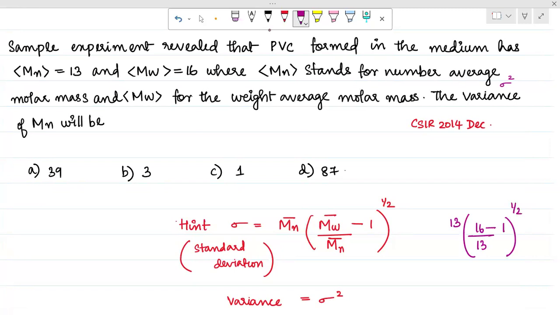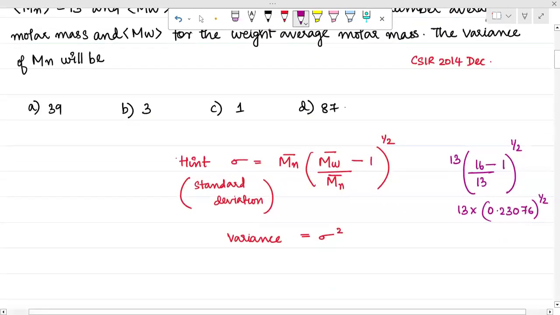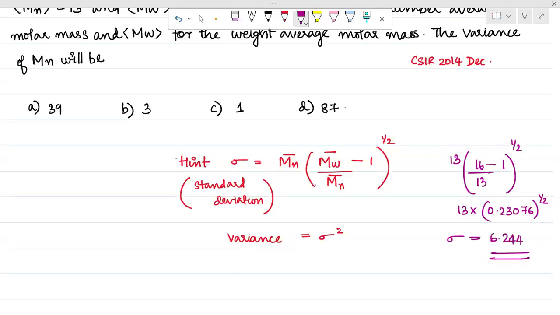So let's write 16 divided by 13 minus 1, which is 0.23076. So 13 into the root of 0.23076. I'm calculating, into 13. So what I'm getting is standard deviation is equal to 6.244.